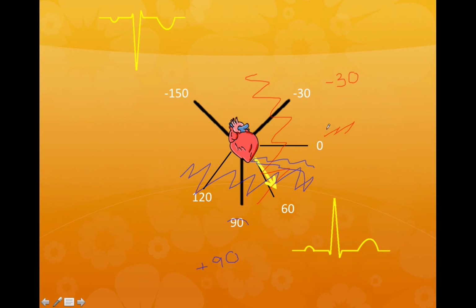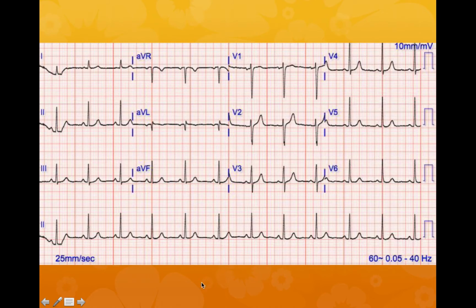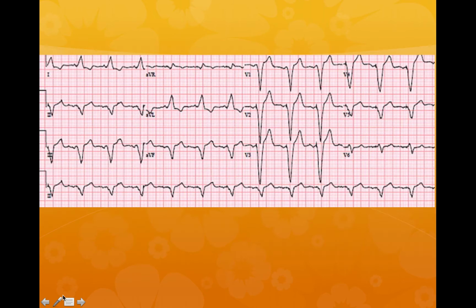So it's not a perfect way of calculating the axis, because we're also missing out this portion here. But we can definitely say that the axis is within 90 and definitely within minus 30. So the axis is normal. So if we see that lead 1 and AVF are both positive, then we can say the axis is normal and we can move on.